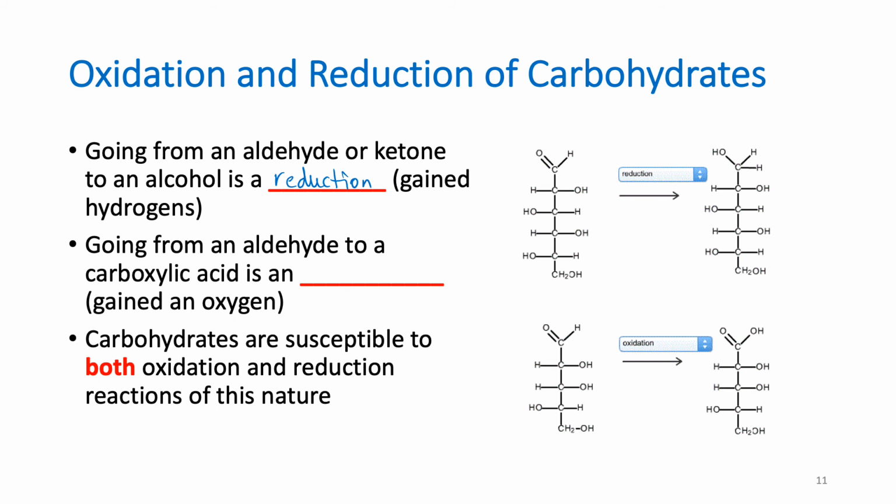And so if you look at this particular aldehyde and it becomes an alcohol by the gaining of a hydrogen here and a hydrogen here, so you added hydrogens. That's a reduction. Going from an aldehyde to a carboxylic acid is an oxidation. Notice you just have an H here, but then you added an O bond there, so that's going to be an oxidation. Carbohydrates are susceptible to both oxidation and reductions in nature.